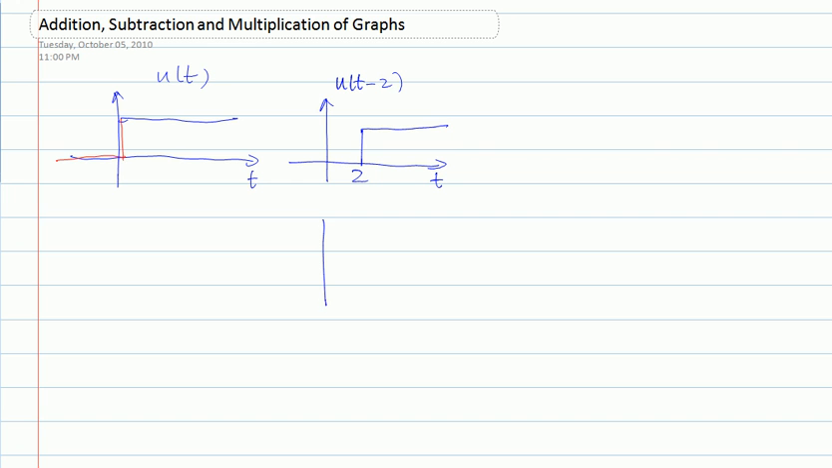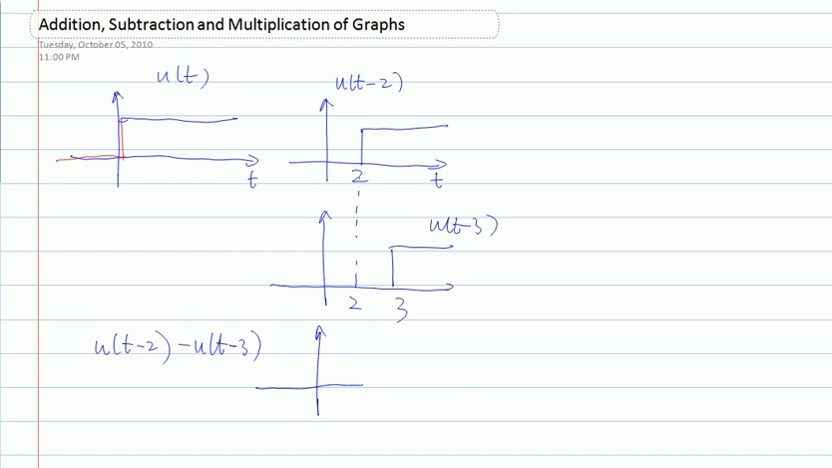If I give you another one here, let's say I call it u of t minus 3, then it's 3 here. So let's draw these two graphs, u of t minus 2 and u of t minus 3, on top of each other. So 2 is here and 3 is here. And if I want you to construct a new graph, which is u of t minus 2 minus u of t minus 3, then you look at the subtraction.